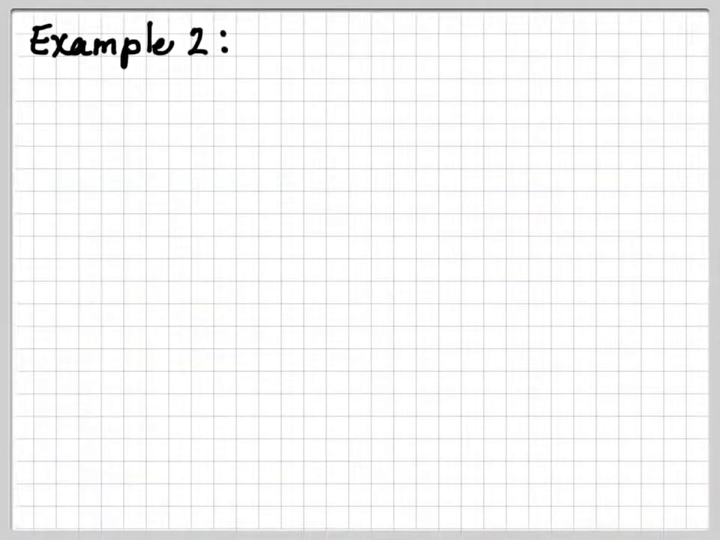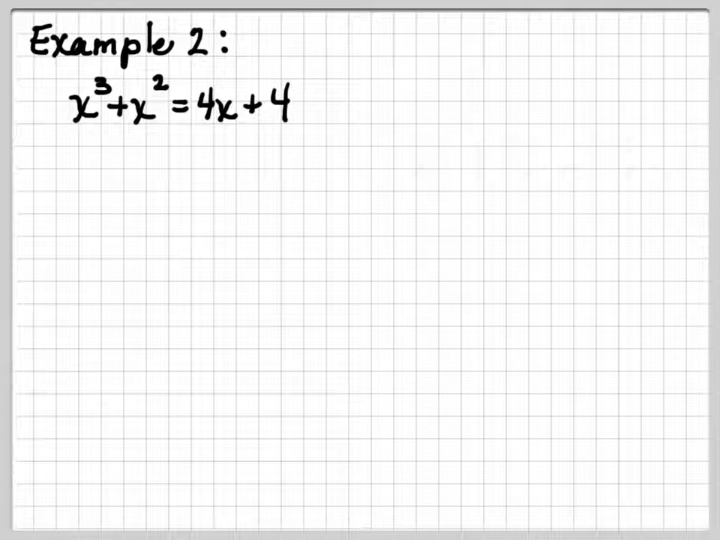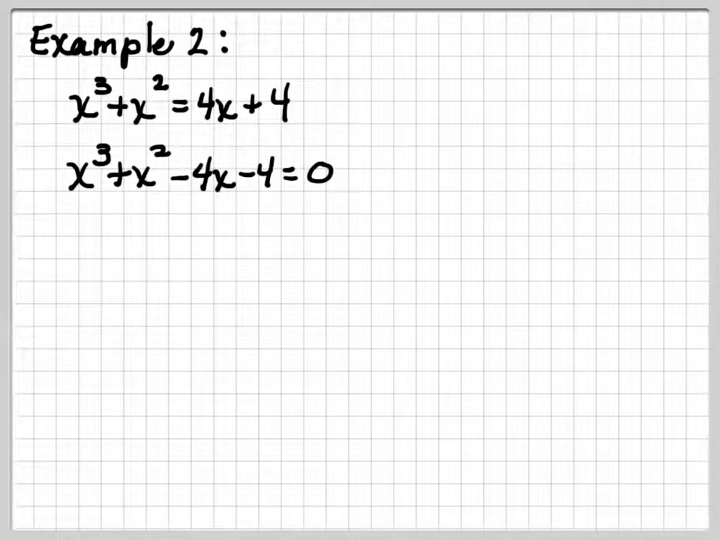Next, here's another example, example number 2. x cubed plus x squared equals 4x minus 4. So the first thing that we're told to do is set this equal to 0. So I'm going to pull my 4x minus 4 over, or 4x plus 4 over, to the left-hand side, giving me x cubed plus x squared minus 4x minus 4 equals 0. Now, there's nothing common to all four of these terms, but what we can do is regroup.